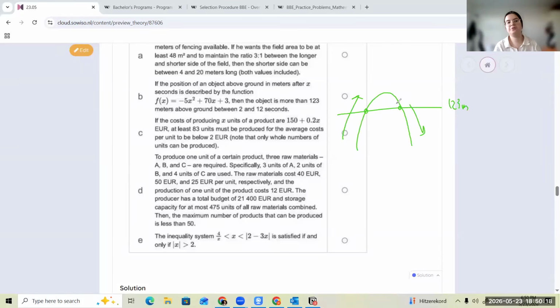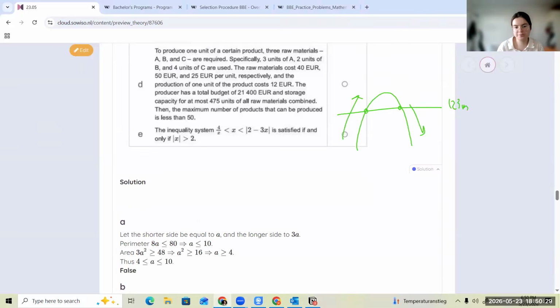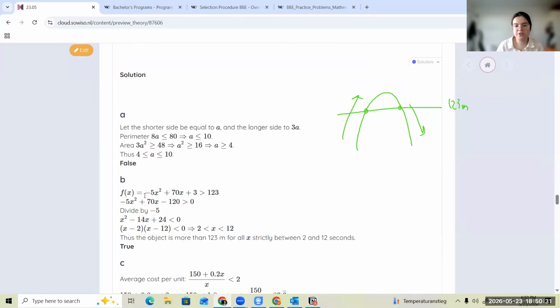That's what you're trying to solve in graph terms. If it helps you to draw this, draw it, not to confuse. But in other words, you can just do it with equations. So here you want this parabola to be greater than 123 meters because you want above 123 meters, not above or equal to 123 meters.